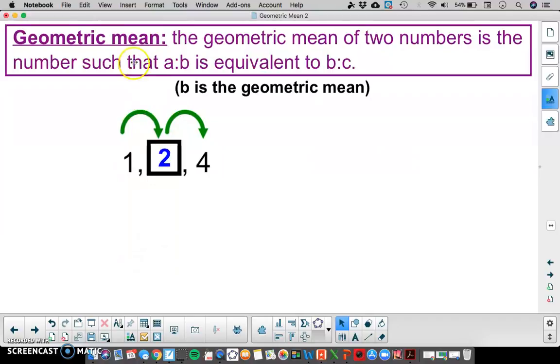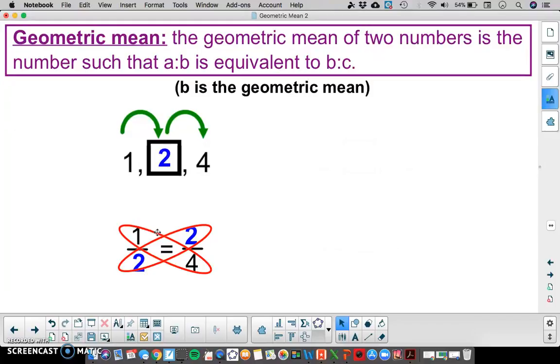I could also use the ratios to help me look at this. So if I have 1 is to what number as that number is to 4. So we would see 1 is to 2 as 2 is to 4. Those ratios are equivalent. We can check that by taking the cross product. 2 times 2 is 4, 1 times 4 is 4.